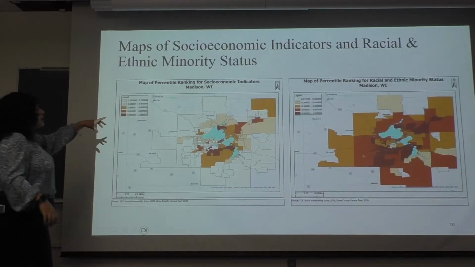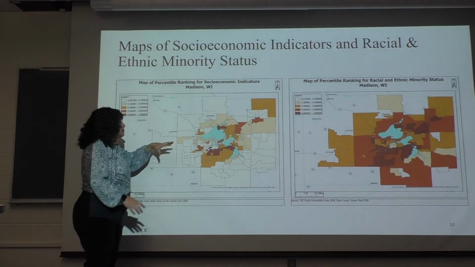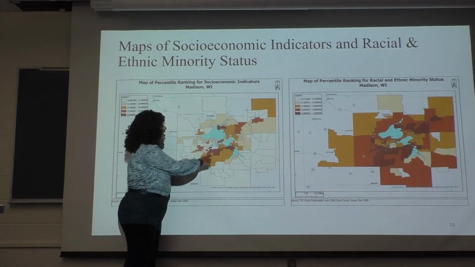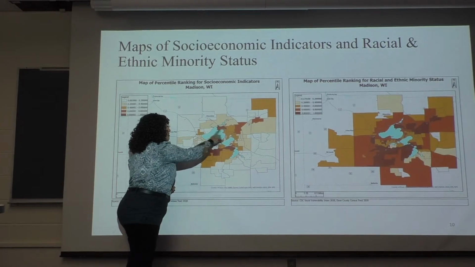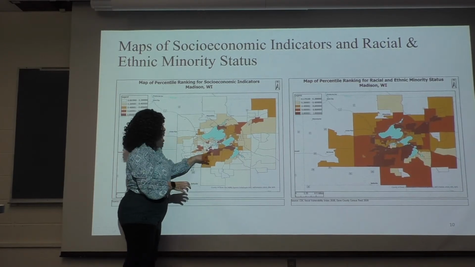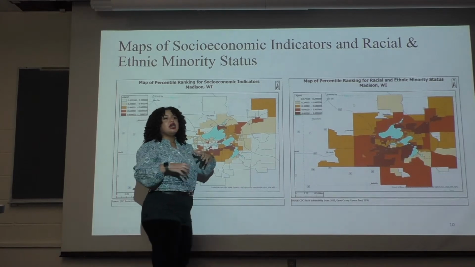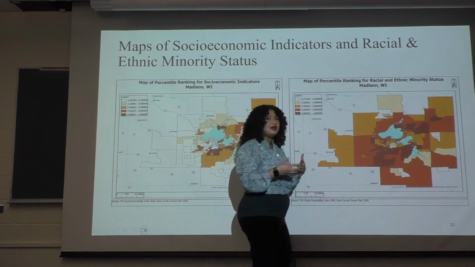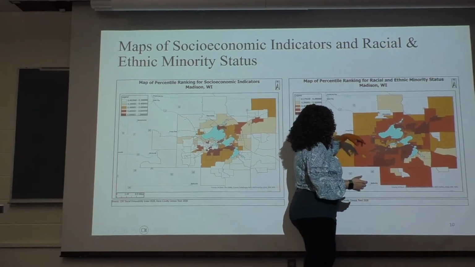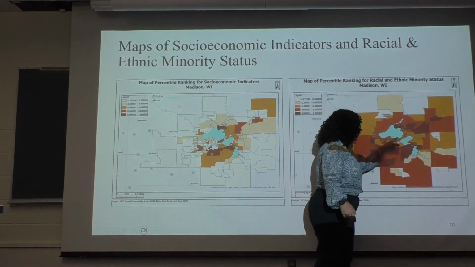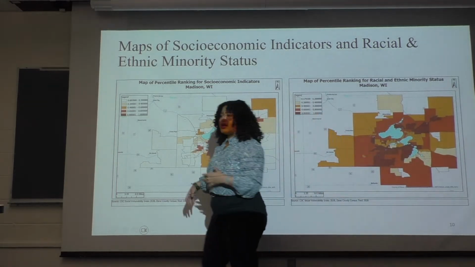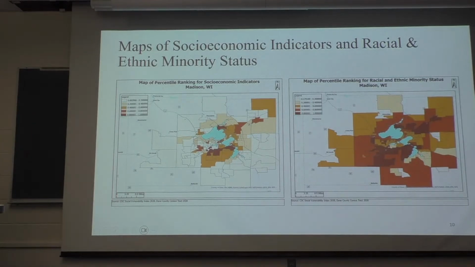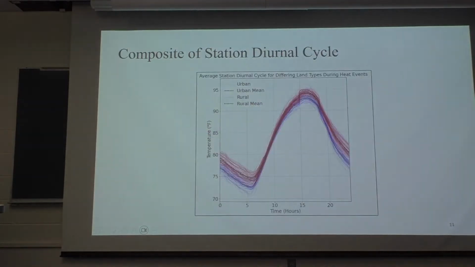For the socioeconomic indicators and racial and ethnic minority status maps, you can actually see a really interesting deviation from the isthmus. You can see a sort of ring in the suburban areas of Madison where you have the darkest coloring, which shows that deviation from the hotspot on the isthmus, and again makes sense because they're less correlated. And for the racial and ethnic minority status, it's even less correlated because again, you get that outer ring in these suburban areas around the Madison area.